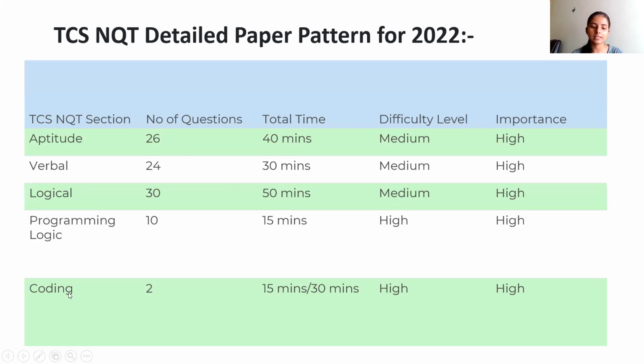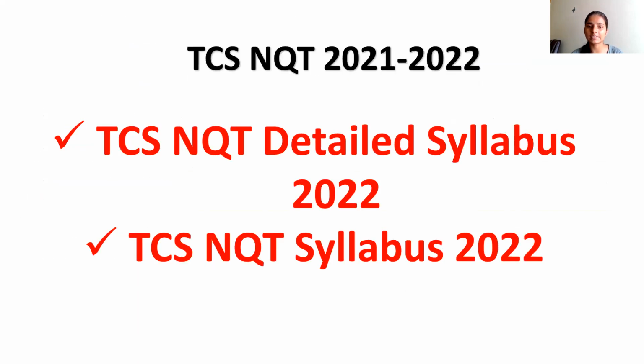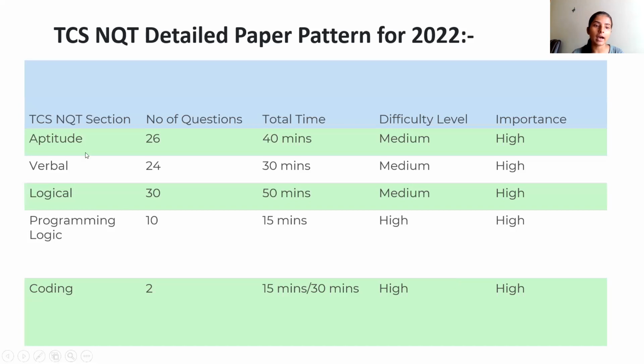Okay, so yeah guys, this is all about today's video. I discussed the detailed syllabus for the next batch, and I hope this is going to be very useful for you. In the next video of this series, TCS NQT 2021 and 2022, I'm going to discuss each and every one of these sections. I'm going to tell you what kind of questions can be asked in the aptitude, verbal, logical, programming and coding sections. So in the next video we are going to discuss the questions and everything.